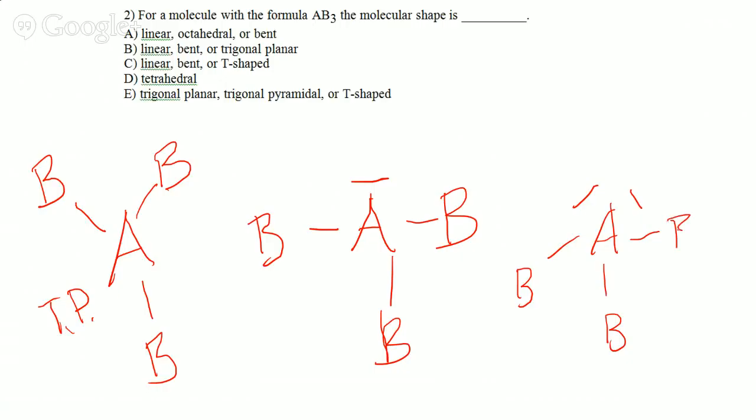What would that look like? It would be T-shaped, right? This one looks T-shaped. That looks T-shaped when written in 2D, but it's not. It's actually trigonal pyramidal. And this one is actually T-shaped. So the correct answer for 2 would be E.